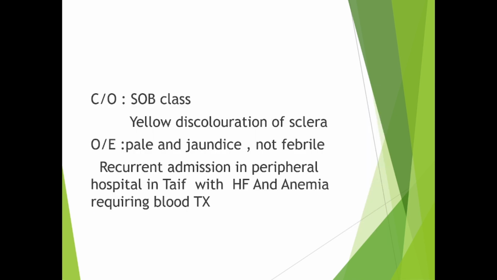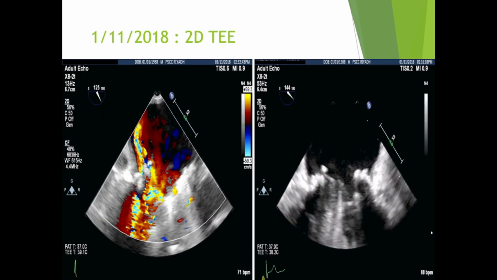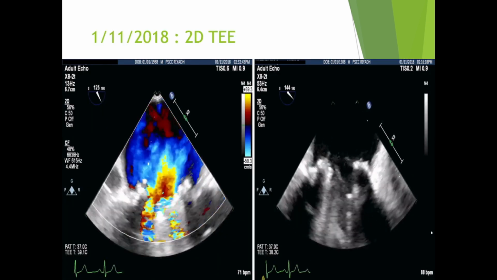So this patient presented to our ER with yellow discoloration of the sclera. He was jaundiced and he is pale. He's not febrile. He has recurrent admission to Taif Hospital with anemia and heart failure requiring blood transfusion. So when he presented, his hemoglobin is 6. There's no leukocytosis. So this is the echo done initially.